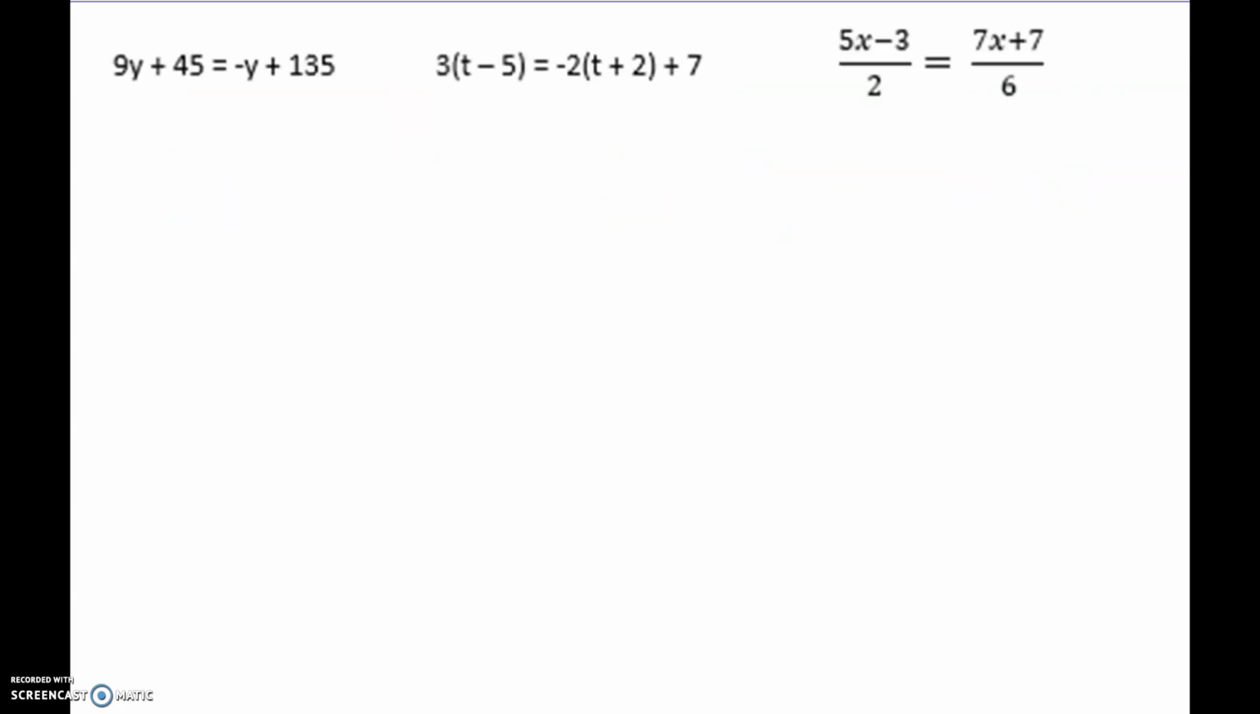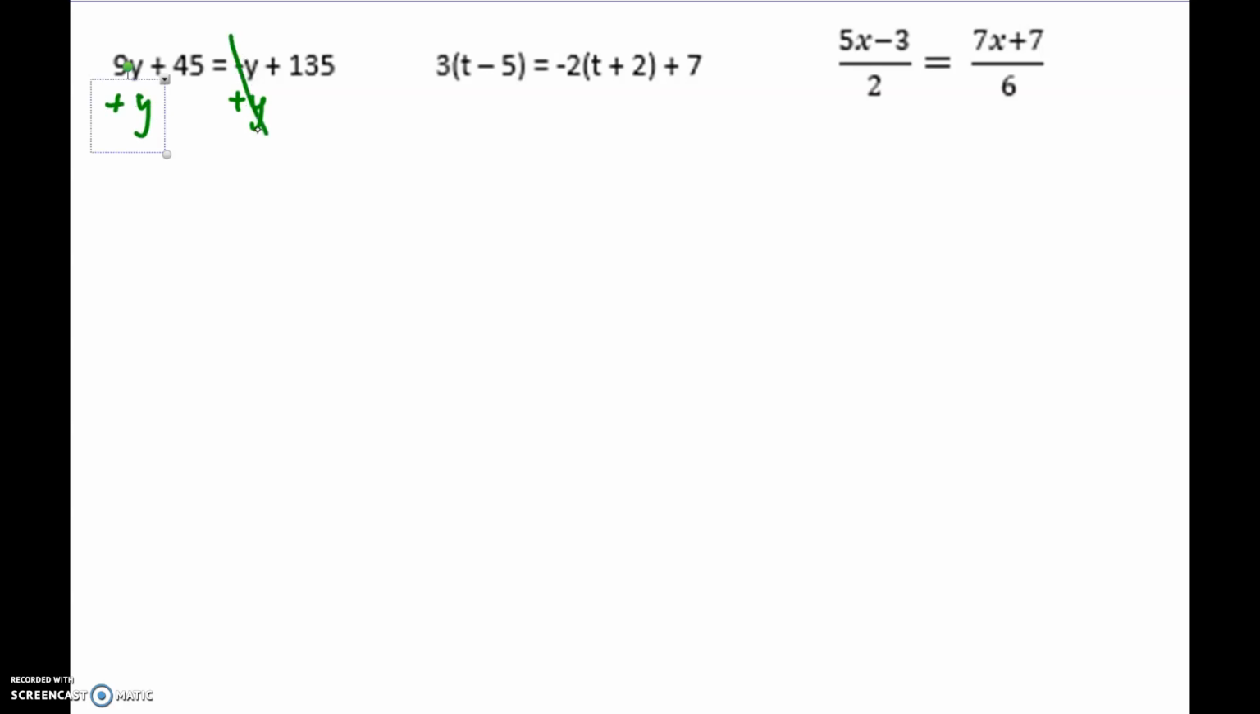Now, here's the next step in the difficulty level. The intention here is to get the variable alone on one side. And so each of these will have a few steps to do that. You can try this in your book. When you press play again, after pausing it, the answers will be revealed. Okay, so in the first one, in order to bring the y's together, let's add y to both sides.